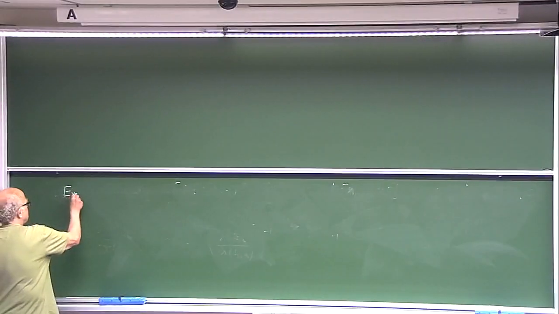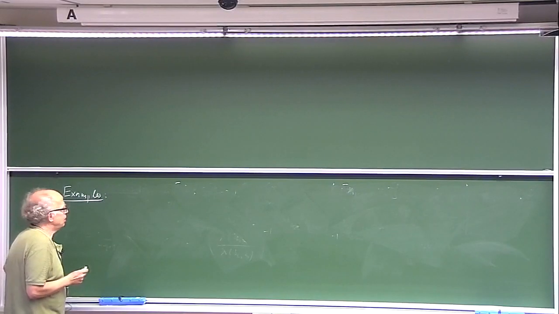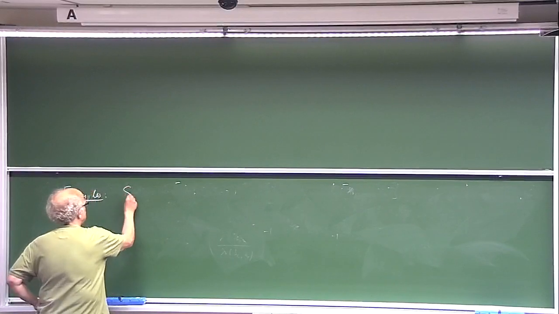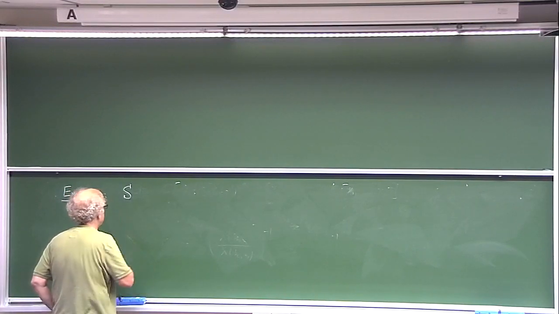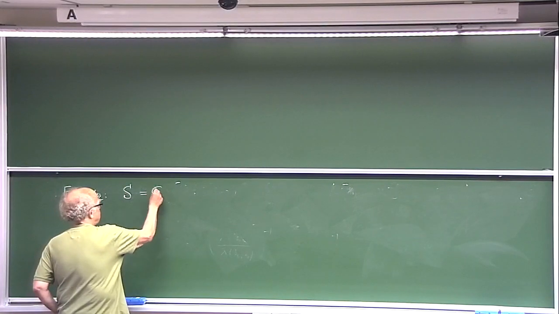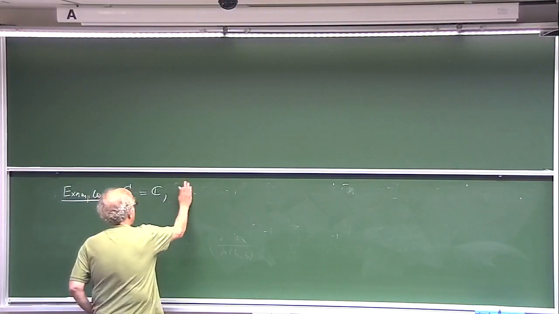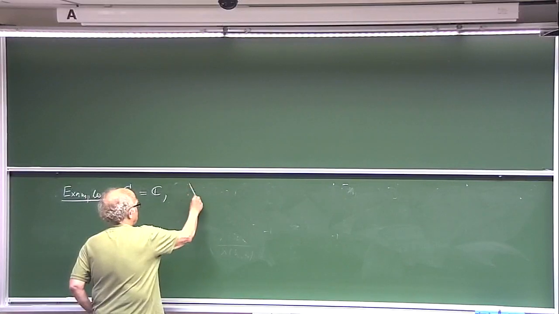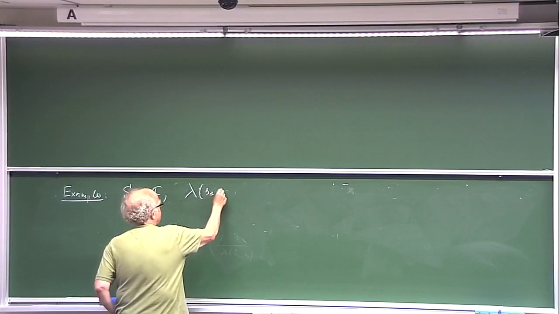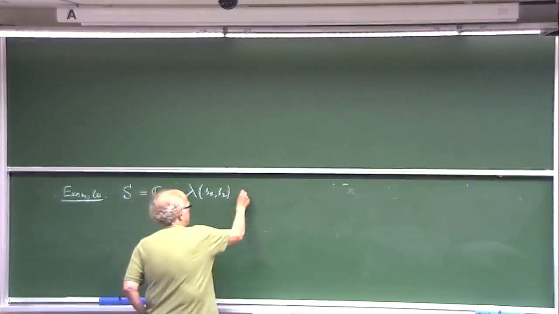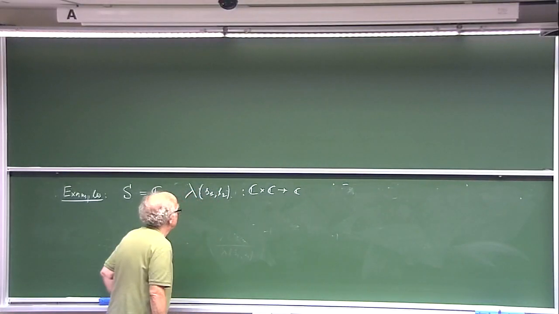So, example. How does this construction work? First of all, let S be an infinite set, even more than that, let S be C. And let us take a function lambda in two variables, S1, S2, from C times C into C, into just a function of variables.